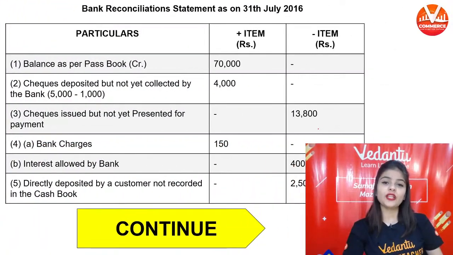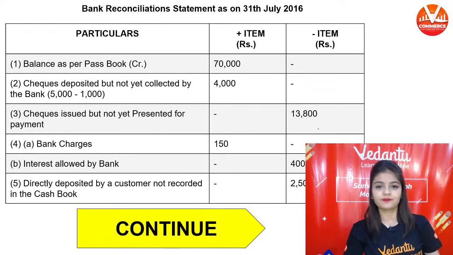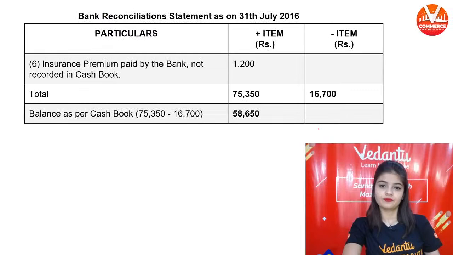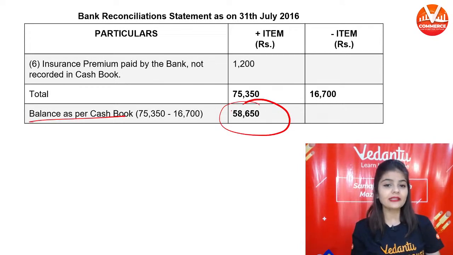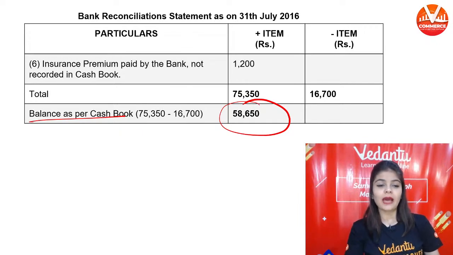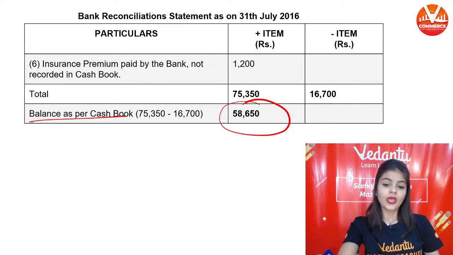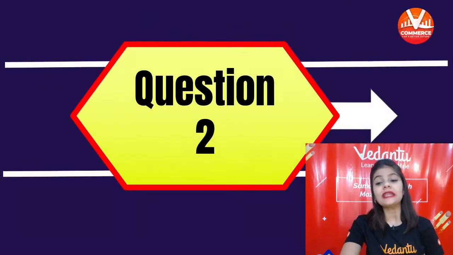So this is your solution, guys. This is your solution, and your balance as per cash book is 58,650. क्या balance आया? 58,650. So now tell me, is this question clear to everyone?